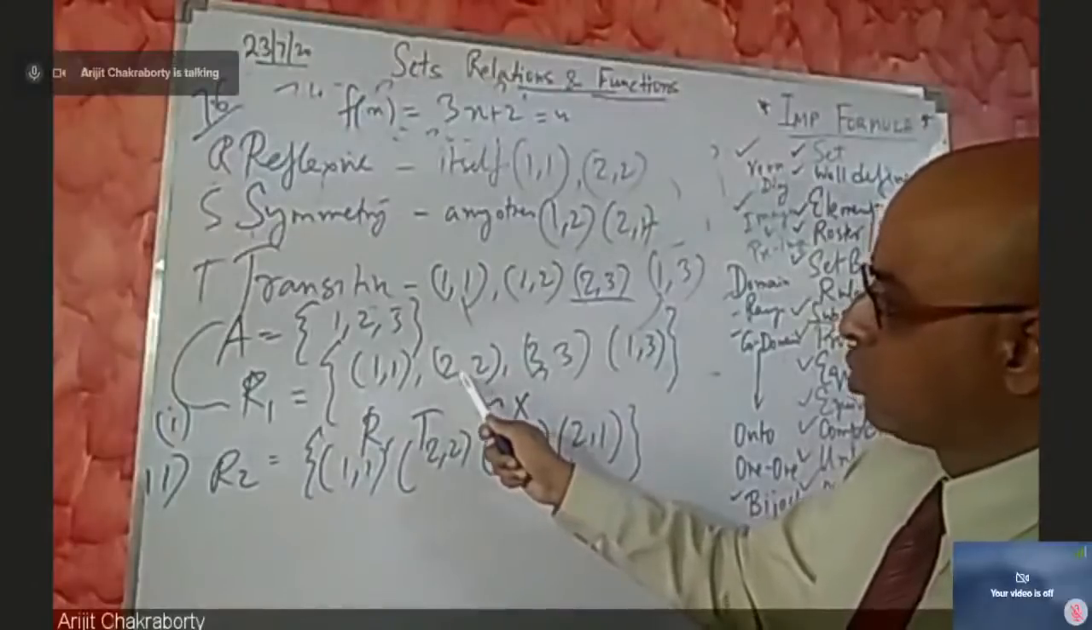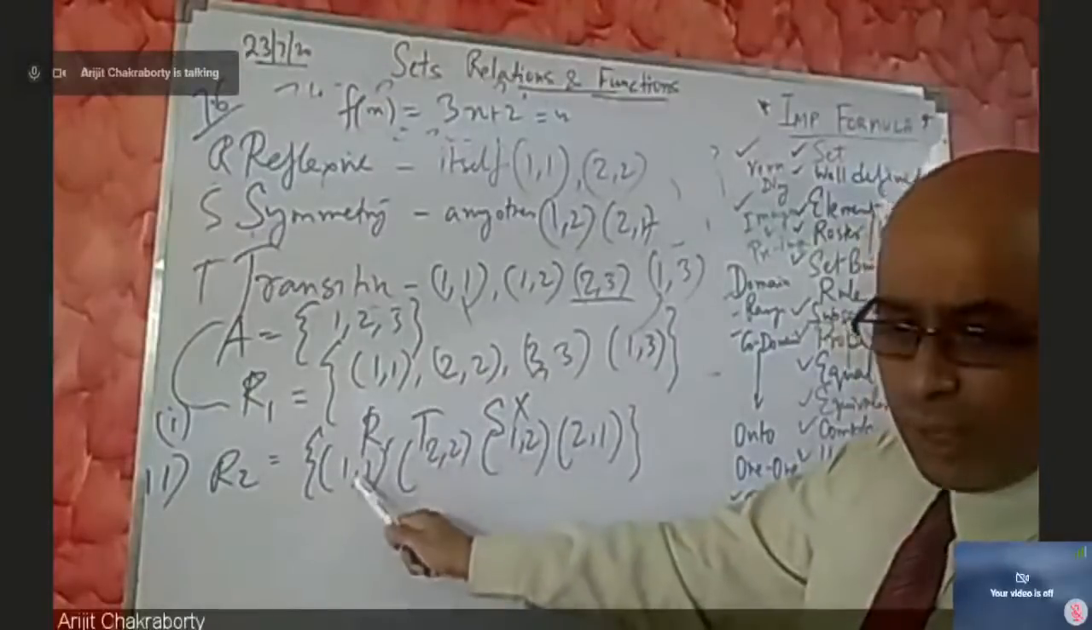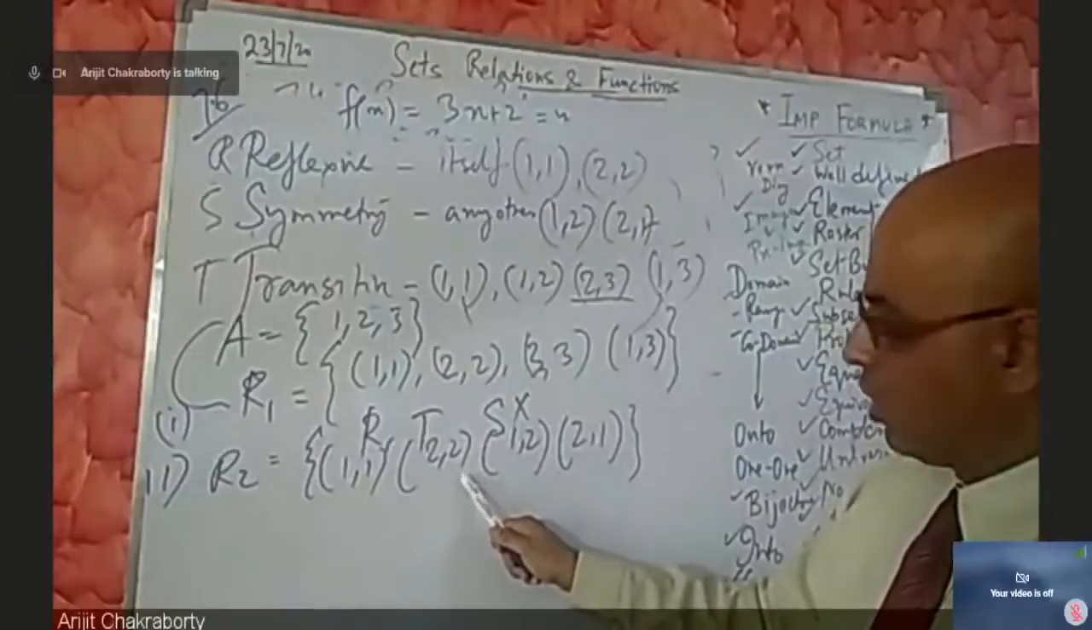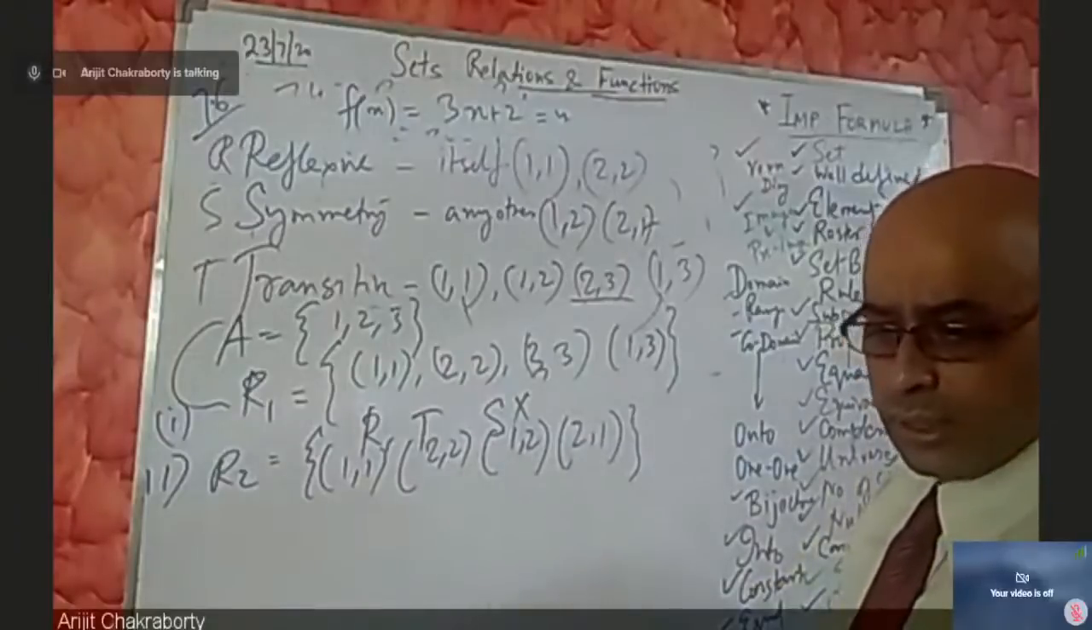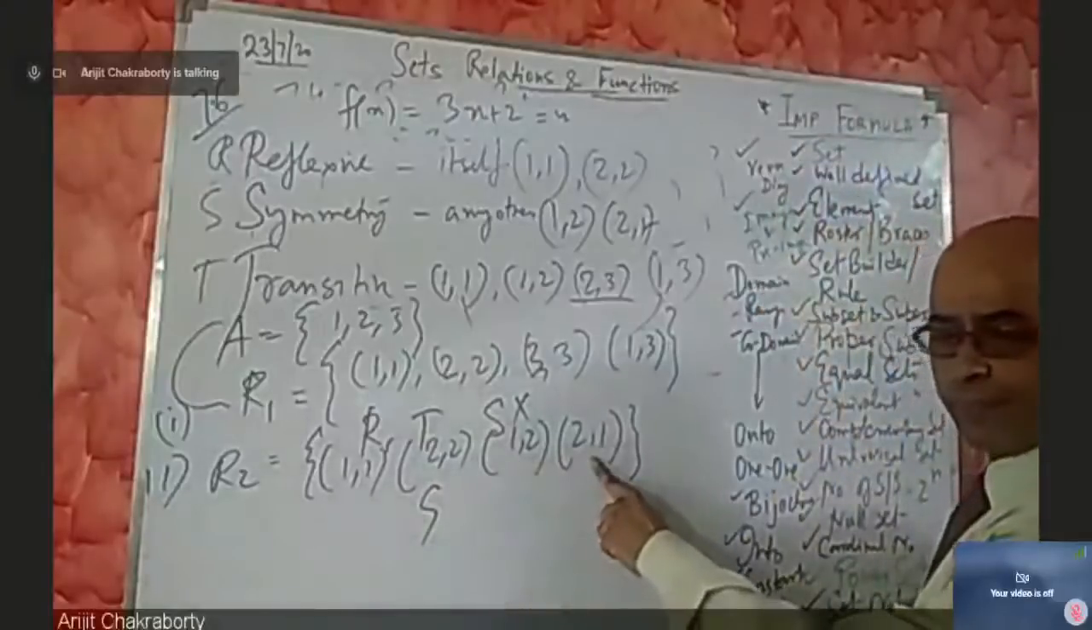Okay? But do we have, this is 1,1, 2,2, 1,2. 1,1 we are having, 2,2 we are having, 1,2 we are having, 2,1. So is it symmetric? Yes, it is symmetric because we have 1,2 and 2,1.